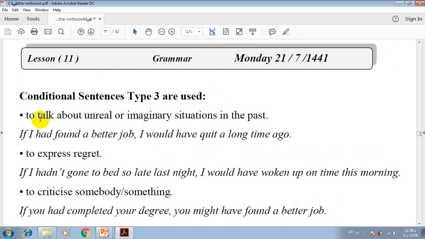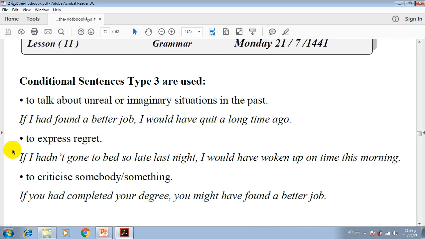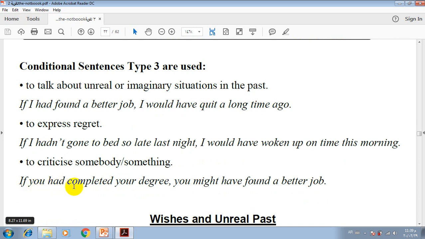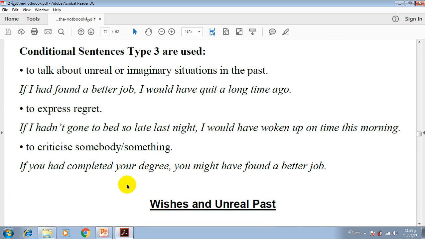Conditional sentences type 3 are used, why? To talk about unreal or imaginary situations in the past, like if I had found a better job, I would have quit a long time ago. And to express regret: if I hadn't gone to bed so late last night, I would have woken up on time this morning. Or to criticize somebody or something, like you see in the example, if you had completed your degree, you might have found a better job. He wants to say here, if he had completed his degree, he may or might have found a better job, but he didn't complete his degree.